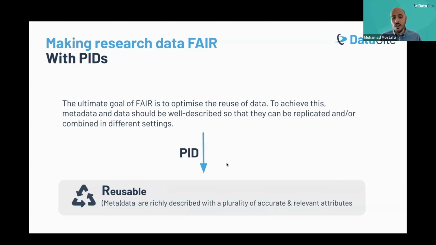The last point in the FAIR principles is the reusability of the data. And this is the ultimate goal of all the 4 FAIR principles, to optimize the reuse of the data and help to make these research data more reusable. And here again comes the importance of the persistent identifier, because through the rich metadata, it can really help in the discoverability and reusability of the research data.